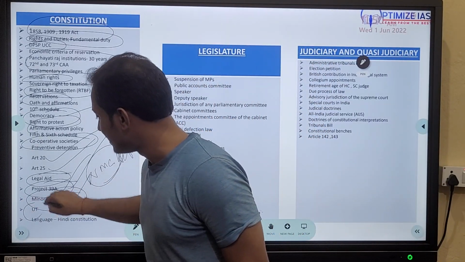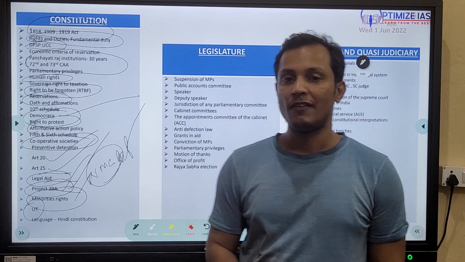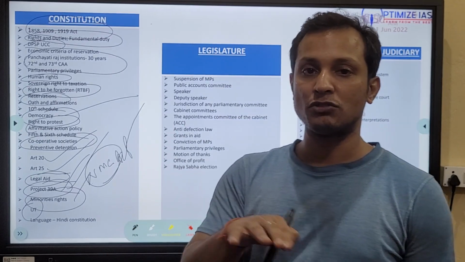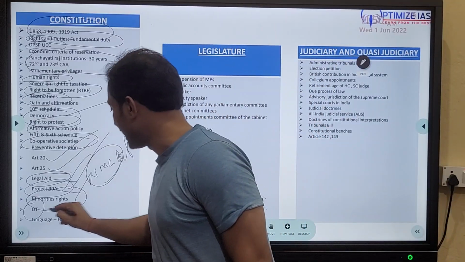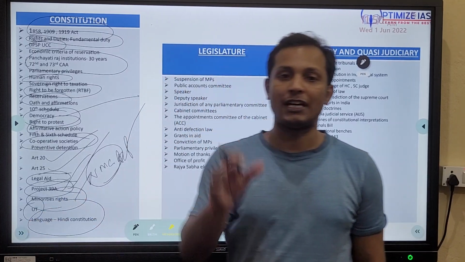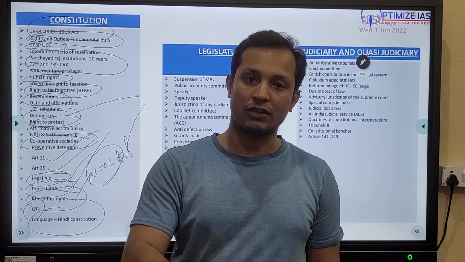Then you see union territories are very important. What are the constitutional aspects related to union territories? This can come. Then language, Hindi. What are the constitutional aspects regarding Hindi? This is very important, guys, very important.